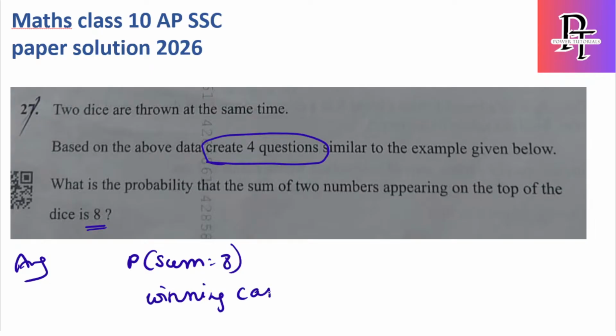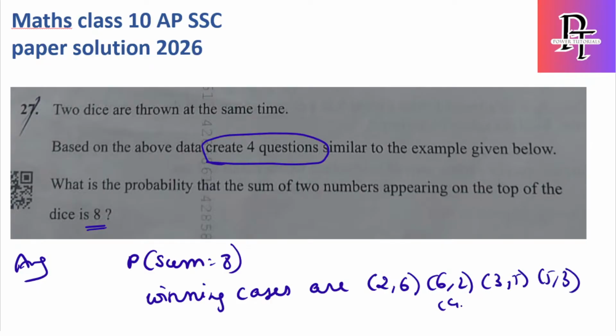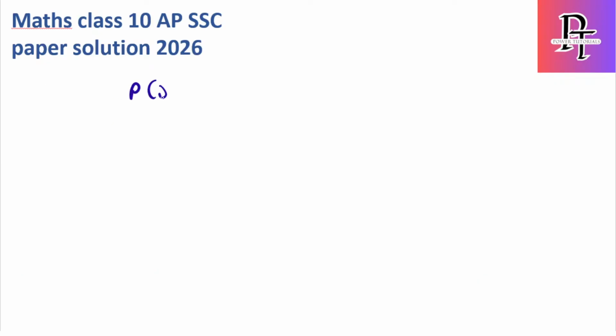Winning cases are, so which 2 can be added to get the value of 8? The values are 2, 6, 6, 2, 3, 5, 5, 3 and 4, 4. So the winning cases are 1, 2, 3, 4, 5. The total cases are 6 into 6, which is 36. So I'll simply write P of 8 is equal to 5 by 36. And I'll also write the next part.